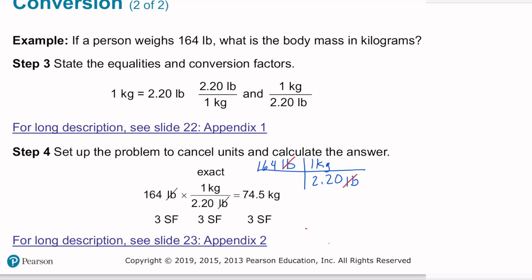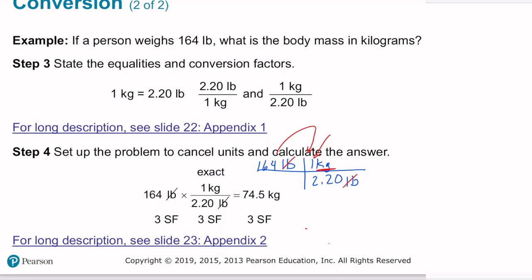164 divided by 2.20 is 74.5. We don't really need to consider the 1 here, but if you wanted to do it this way, you could think of it as 164 times 1 divided by 2.20. The answer is 74.5, and since our kilograms doesn't cancel out, that becomes the unit in our final answer.